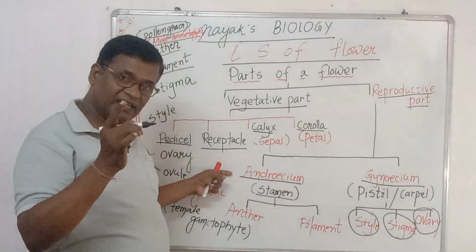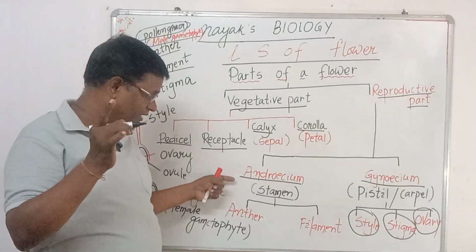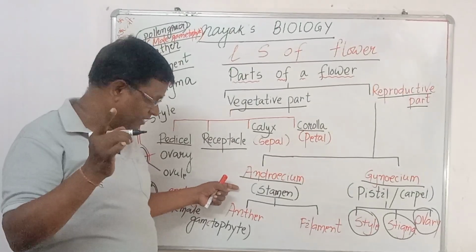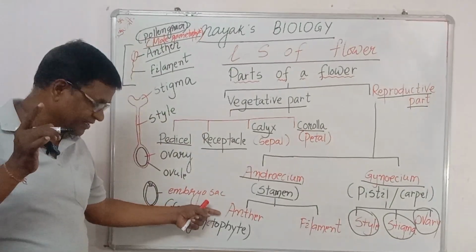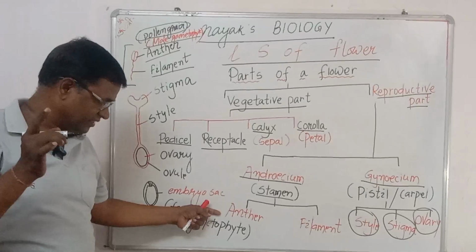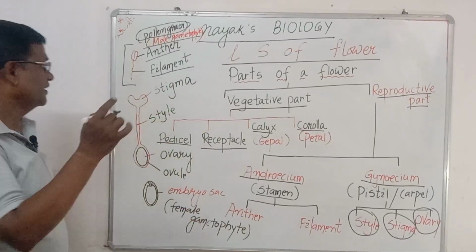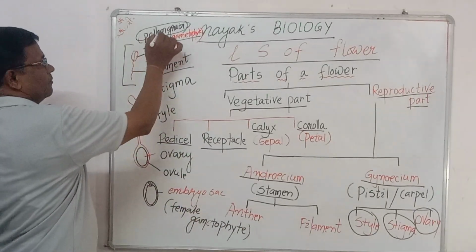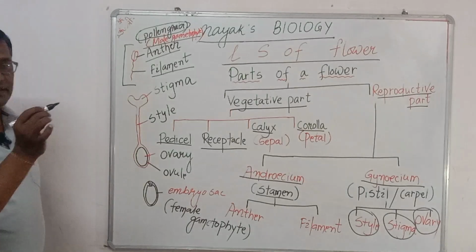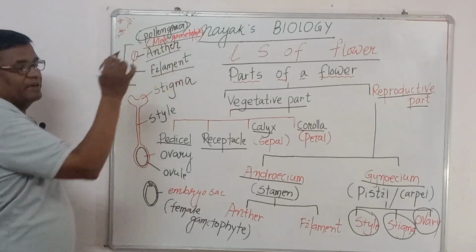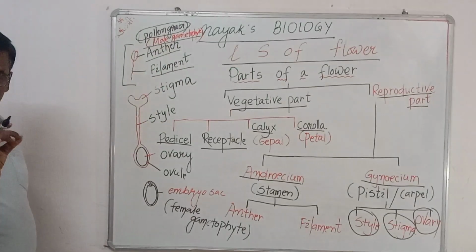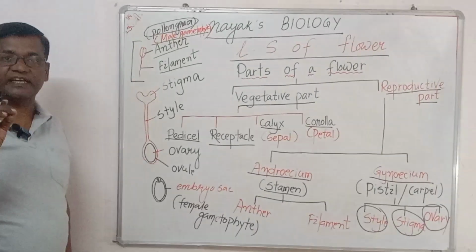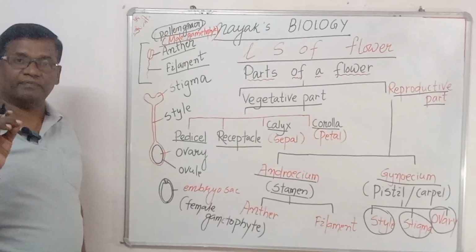The androecium is the male sex organ of the flower and consists of the stamen, and the stamen has two parts: the anther and the filament. The anther contains the pollen grains, and these pollen grains are the male gametophyte. Why is it called the male gametophyte? Because it contains the male gametes.